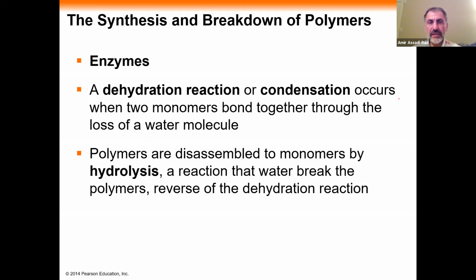Dehydration, or condensation, occurs when 2 monomers bond together. When 2 monomers come together, of course 1 molecule of water leaves the combination of these 2, and that is called dehydration, or condensation: the loss of 1 water molecule. Then hydrolysis is when you have a polymer, more than 1 molecule, such as 2 glucose molecules or amino acids. When you break them down, you do need a molecule of water. So when you break these 2 molecules apart, you need to add a water molecule to it, and that's called hydrolysis, a reaction that breaks down with water.